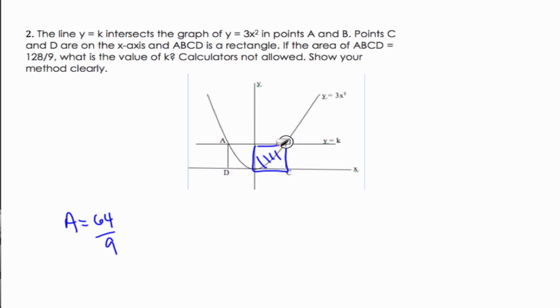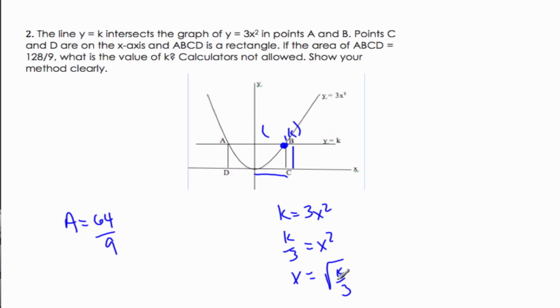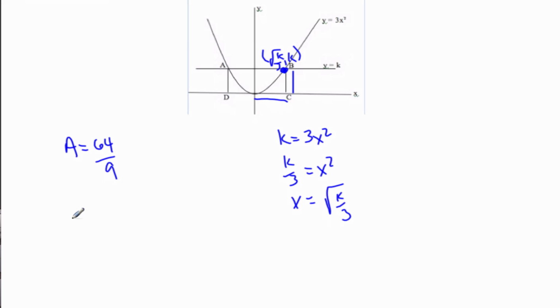We know that the area of a rectangle is base times height. Well, here's the base, and here's the height, which is dependent upon b, which is the x value and the y value. So if I can find that coordinate for b, I can find the area. Well, my y value is k. These two functions intersect there, so I can let k equal 3x squared. So k over 3 equals x squared, and so x equals the square root of k over 3. So that's my coordinate: square root of k over 3, k.